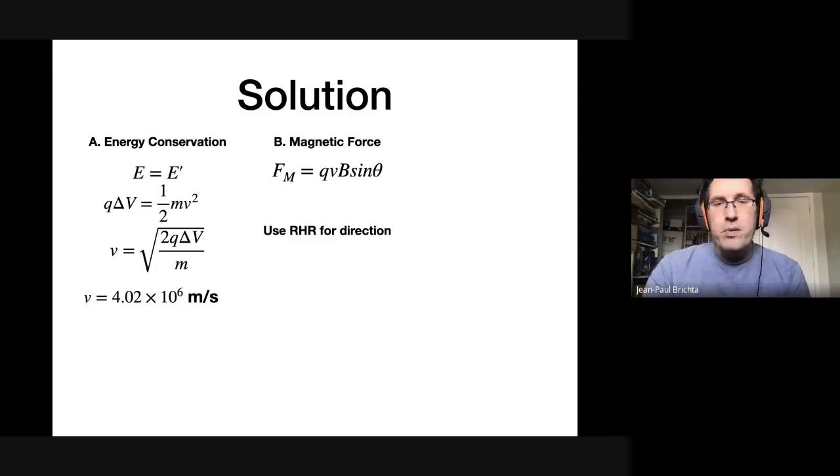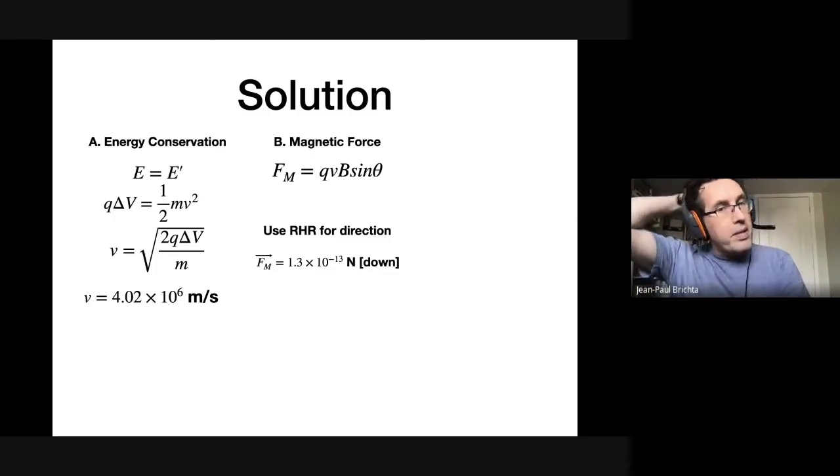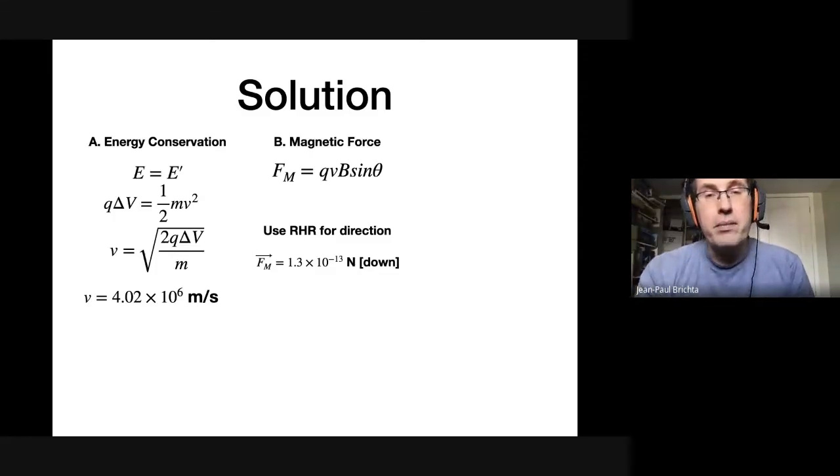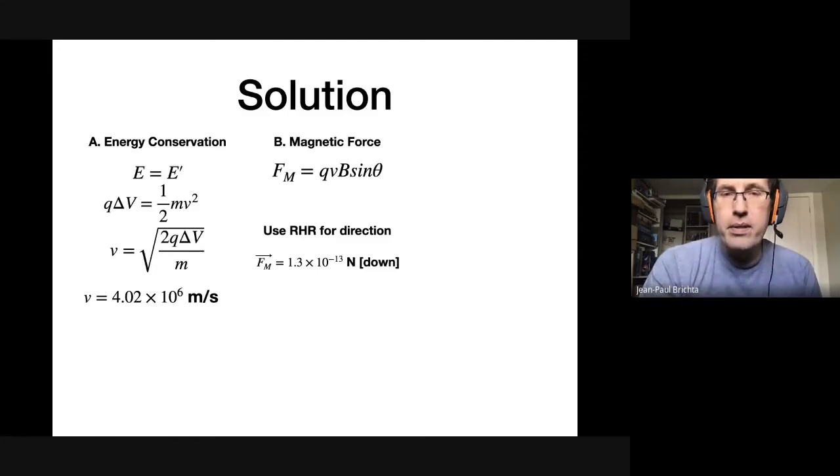Okay, so the right-hand rule gives us the direction. If you put all the numbers in, you get a force of 1.3 times 10 to the negative 13 newtons down. Now, some of you might have thought it should be up if you were using your right-hand rule properly. Why would it be down?